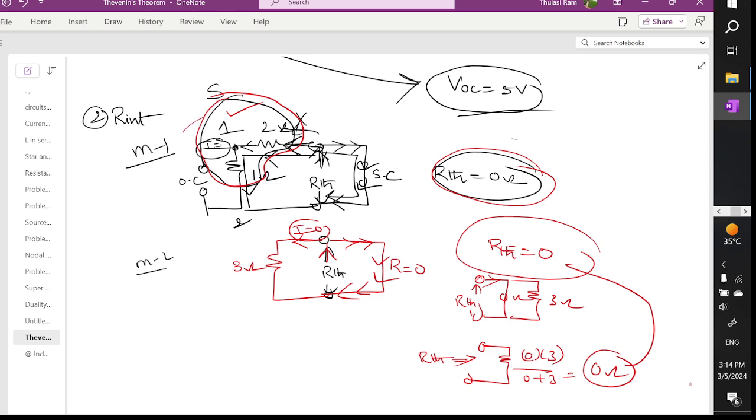If you use method 1, the current will flow only in the short circuit path. Current doesn't take a chance to flow like this. If it flows also, the resultant will become R equal to 0.